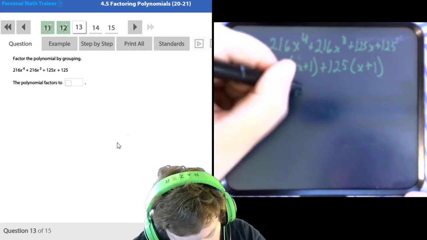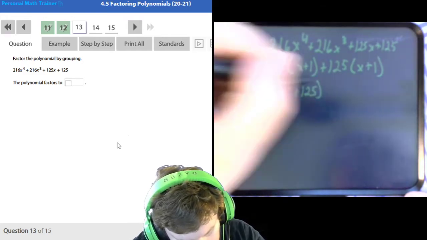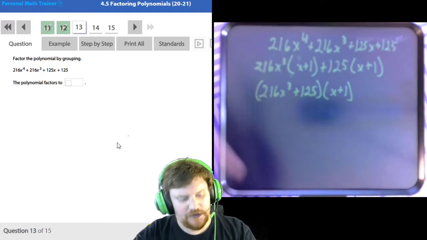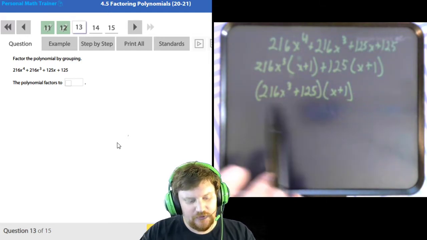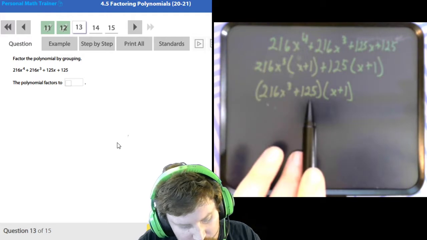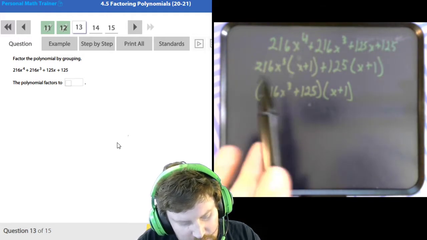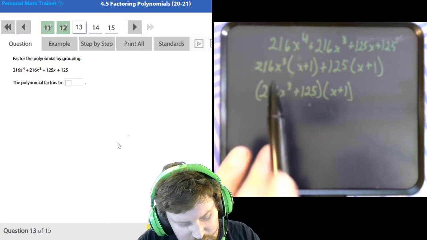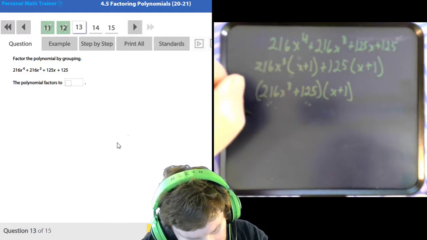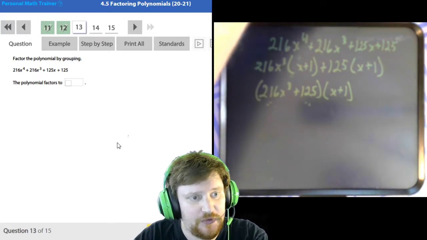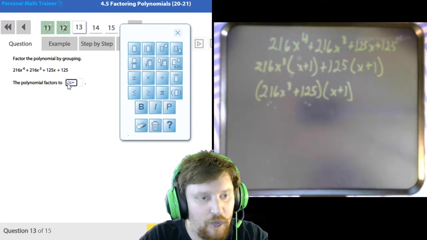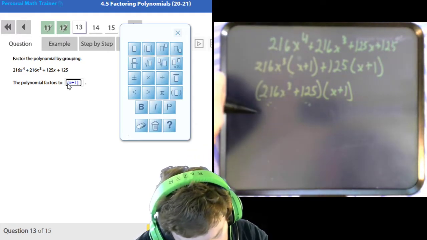216x cubed plus 125 and x plus 1. Hopefully you guys recognize this because we've done it several times so far. 216 is a perfect cube. 125 is a perfect cube. 216 was 6 cubed, and 125 was 5 cubed. So let's put in the x plus 1 first, because that one's by itself. So we've got x plus 1. We don't want to forget that one later.